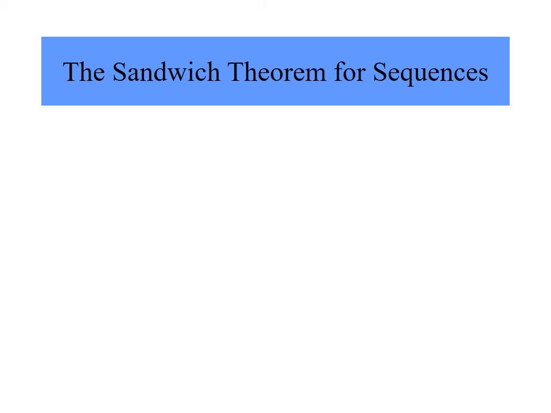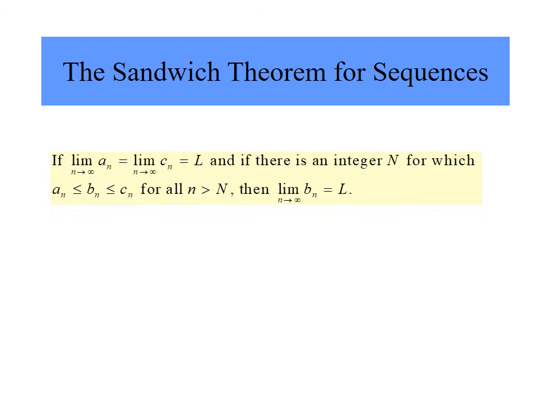The sandwich theorem also works for limits of sequences. If the limit of a_n as n goes to infinity is equal to the limit of c_n as n goes to infinity, equal to L, and if there is an integer N for which a_n is less than or equal to b_n less than or equal to c_n for all n greater than capital N, then the limit of b_n as n goes to infinity is equal to L. Since b_n is sandwiched between a_n and c_n, and the limit of both a_n and c_n is L, it follows that the limit of b_n is also equal to L.